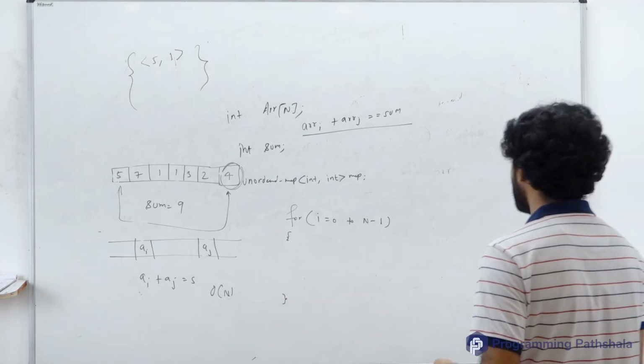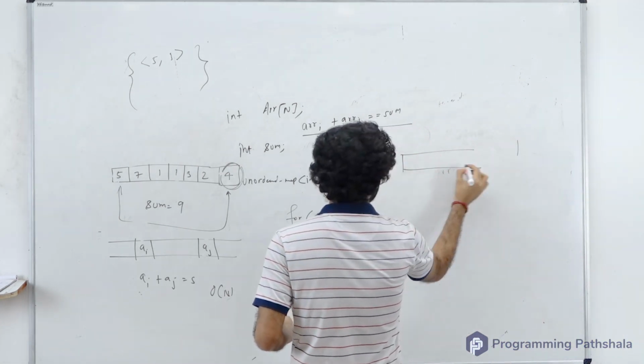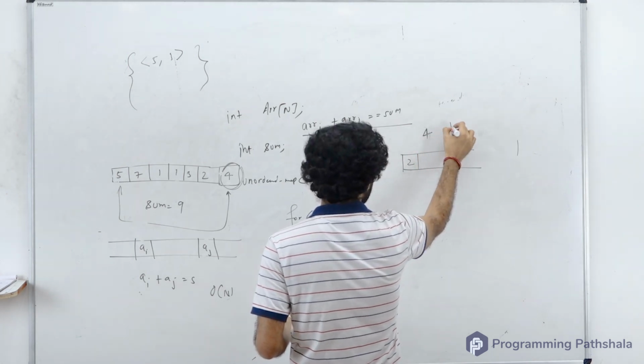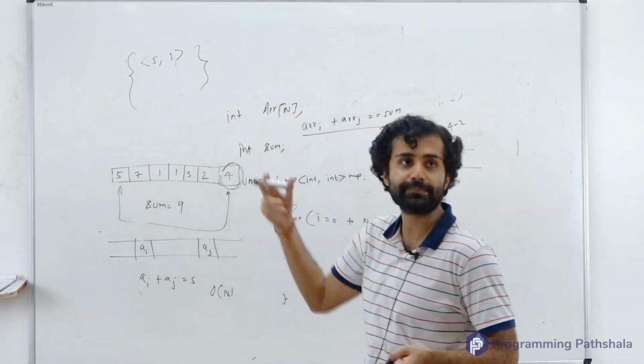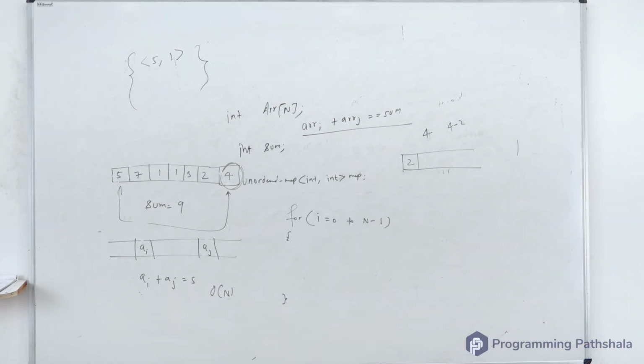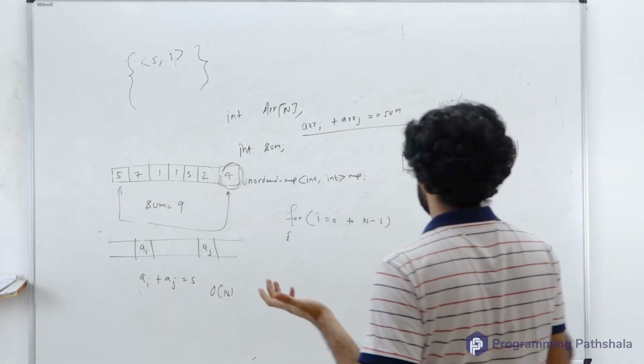Because see, if you put this 2 first and you want to make a sum of 4, you will see that 4 minus 2, which is 2, has been put, right? So first you should check. So the whole idea was that.